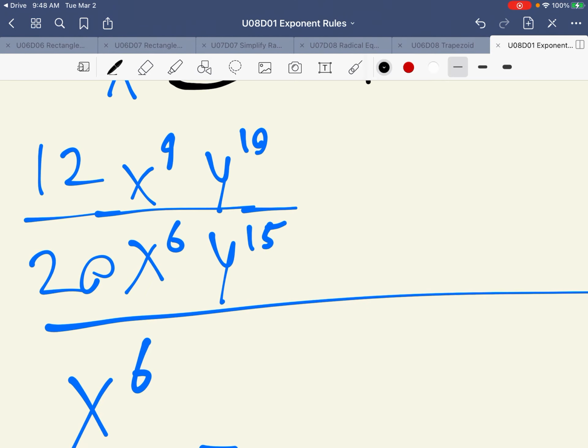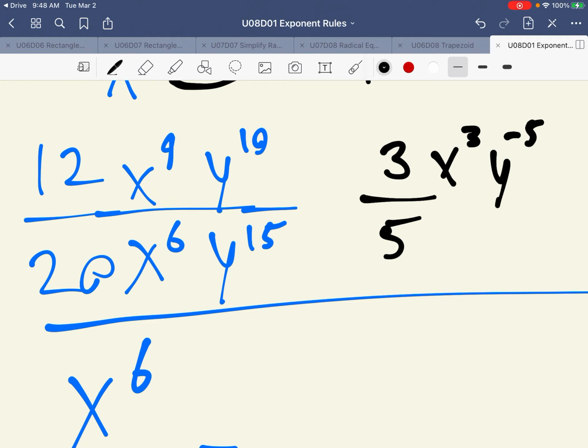Let's take a look at an example here. Now, in this case, 12 and 20 don't divide evenly, so we're just going to simplify the fraction. 12 twentieths, 4 goes into them evenly. 4 goes into 12 3 times, it goes into 20 5 times. So the fraction of 12 twentieths will simplify to 3 fifths. X to the 9th divided by x to the 6th will be x to the 3rd, and y to the 10th divided by y to the 15th will be y to the negative 5.